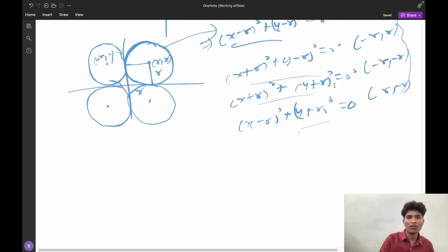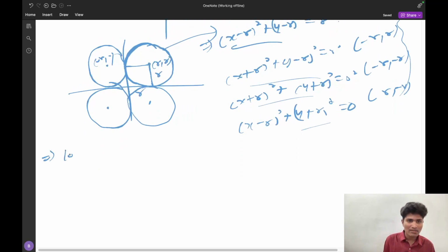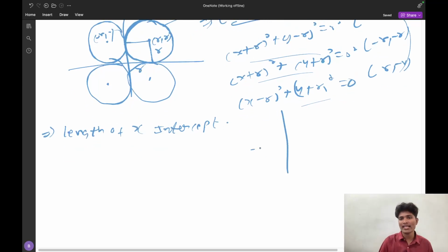This is the circle touching both the axes. Now let's discuss what is the length of x intercept. What does it mean? You already know in the straight lines I explained what is intercept. How much length it is cutting the x-axis and how much length it is cutting the y-axis. It is called x-intercept and it is called y-intercept.